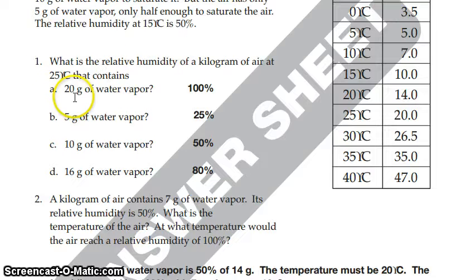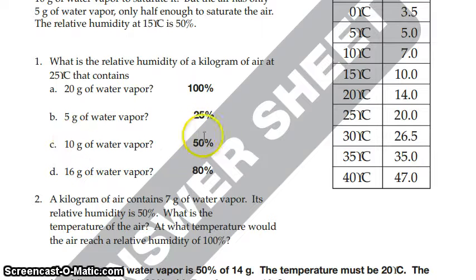So 20 divided by 20, then multiply that by 100. Okay, gives us 100% for the first one. 5 divided by 20 gives us 0.25. Again, multiply by 100 gives us 25%. 10 divided by 20 gives us 0.5.